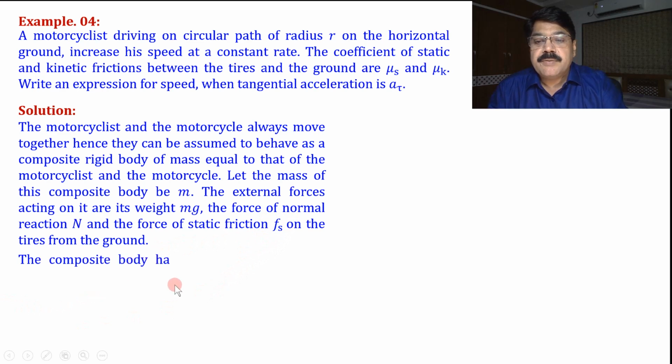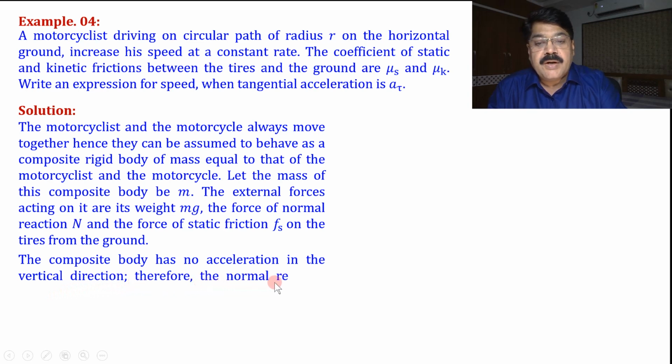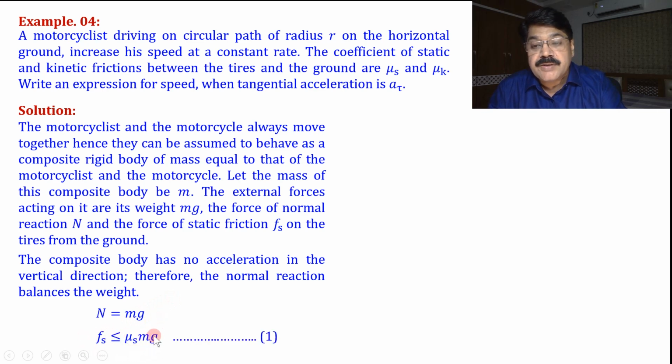The composite body has no acceleration in the vertical direction. Therefore, the normal reaction balances the weight. So the normal reaction will be equal to the weight of the body, N equals mg. This is an important equation. From here we can write the static friction, Fs is less than or equal to mu s mg, and we call this equation 1. Now we can apply Newton's law, and to apply it, we only look at the top view.